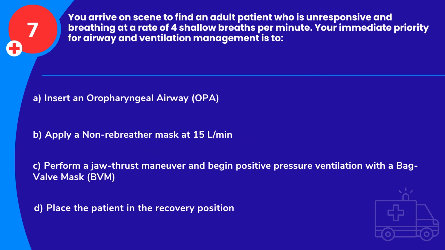Question 7. You arrive on scene to find an adult patient who is unresponsive and breathing at a rate of 4 shallow breaths per minute. Your immediate priority for airway and ventilation management is to: A. Insert an oropharyngeal airway, OPA. B. Apply a non-rebreather mask at 15 liters per minute. C. Perform a jaw thrust maneuver and begin positive pressure ventilation with a bag valve mask, BVM. D. Place the patient in the recovery position.